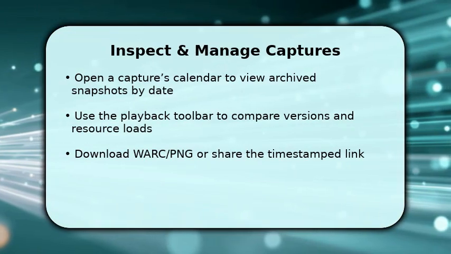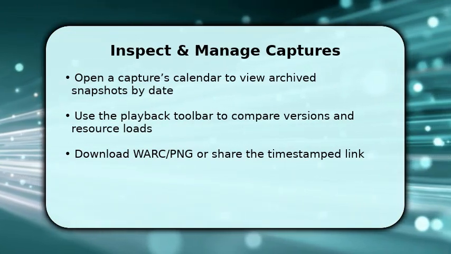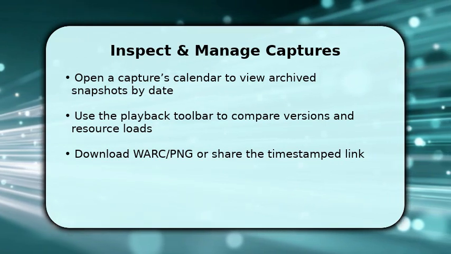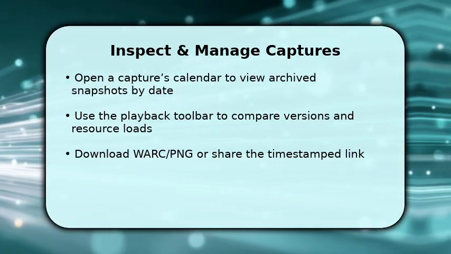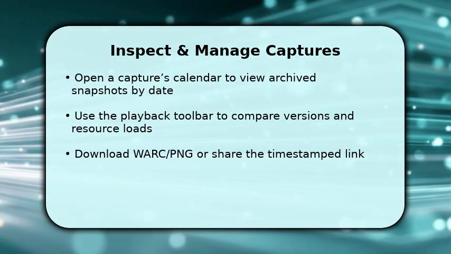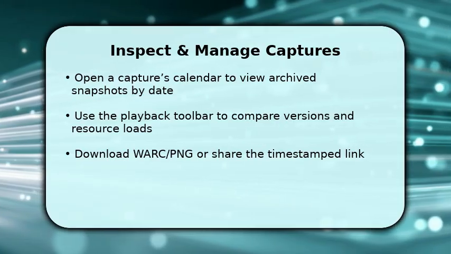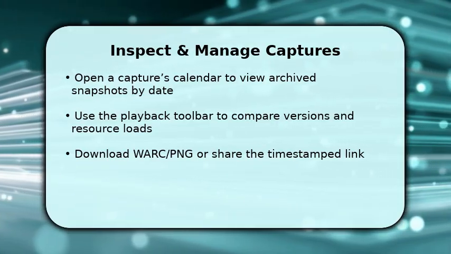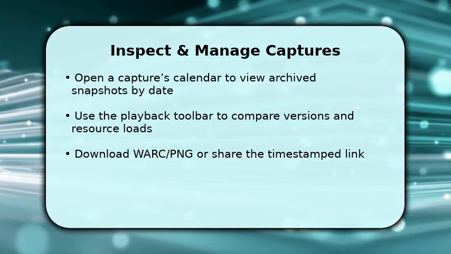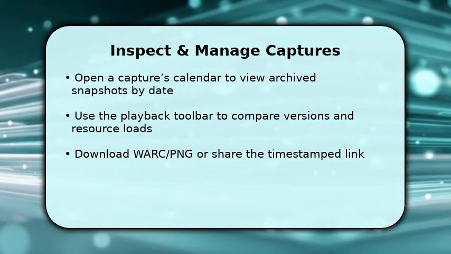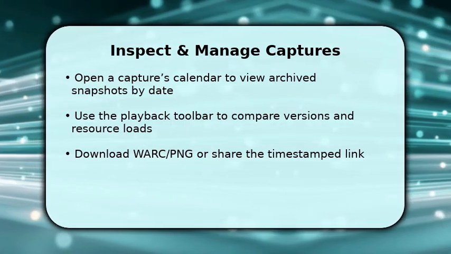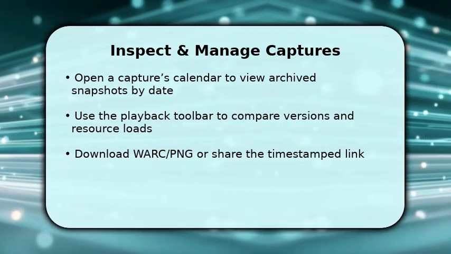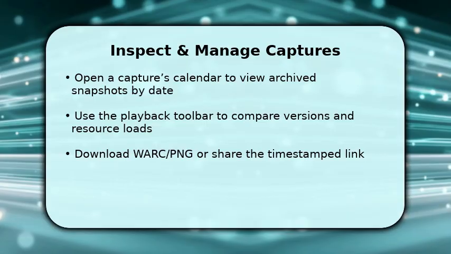Once you have snapshots, inspect them via the calendar and timeline to find the precise date you need. This helps when content changed frequently. Use the playback toolbar to load different versions and check whether CSS, images, or scripts were captured correctly, because partial captures are common. If you need an offline copy or forensic record, download the work file or save screenshots. Make sure to label exports with the URL and date for easy retrieval later.